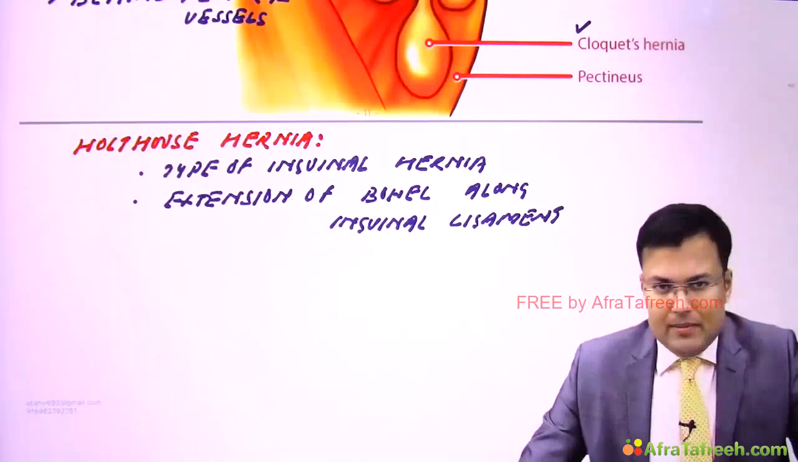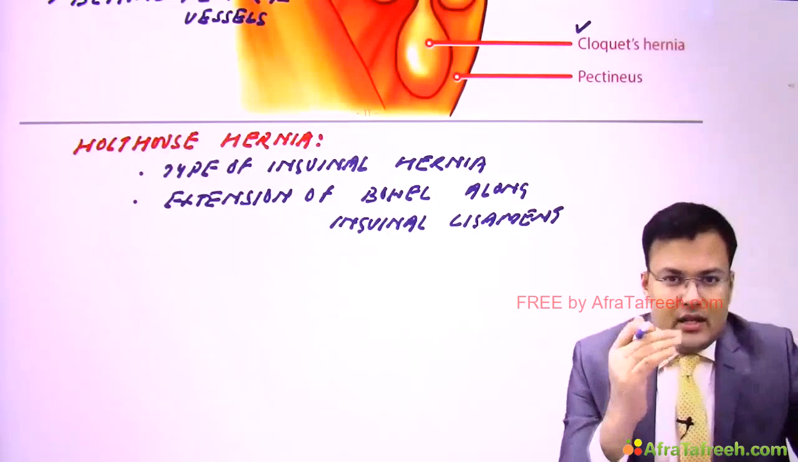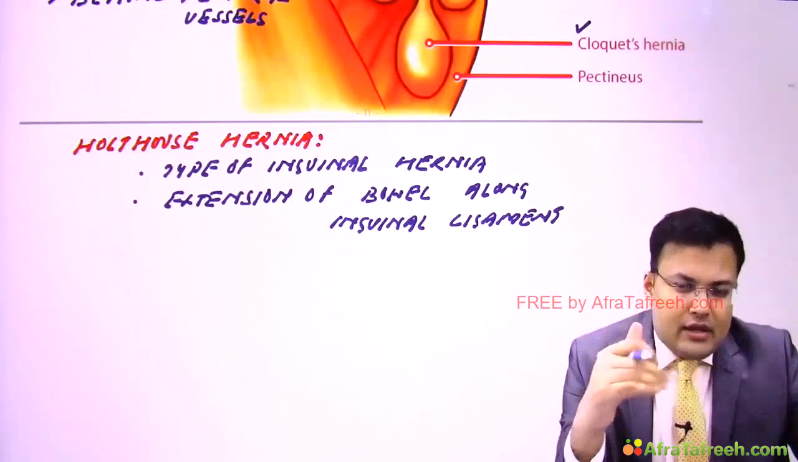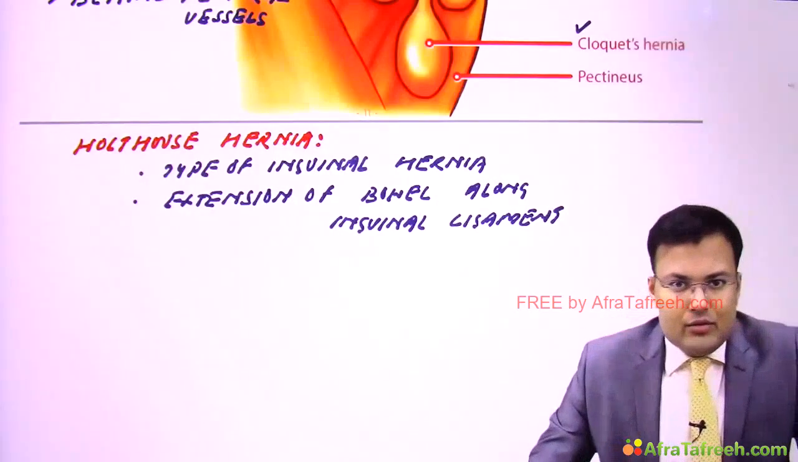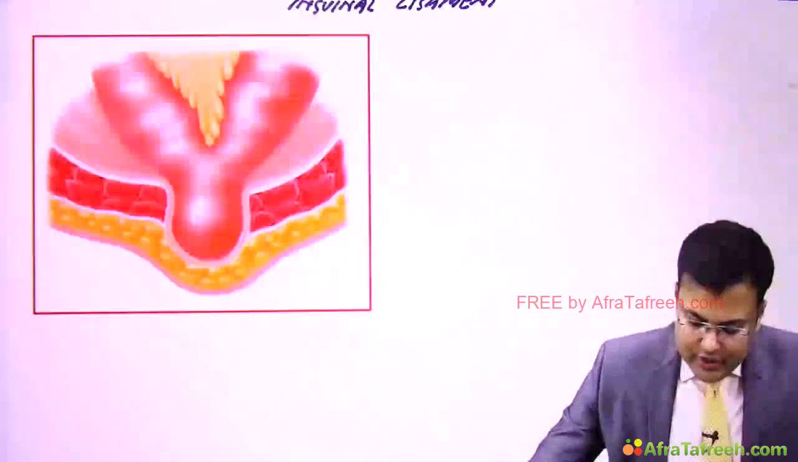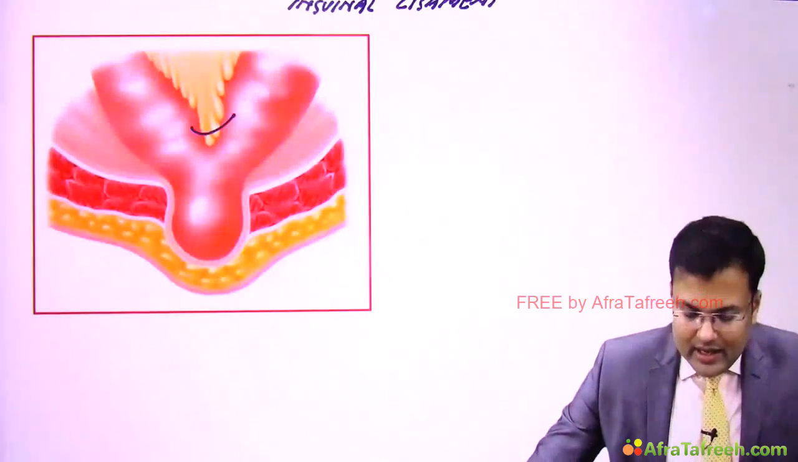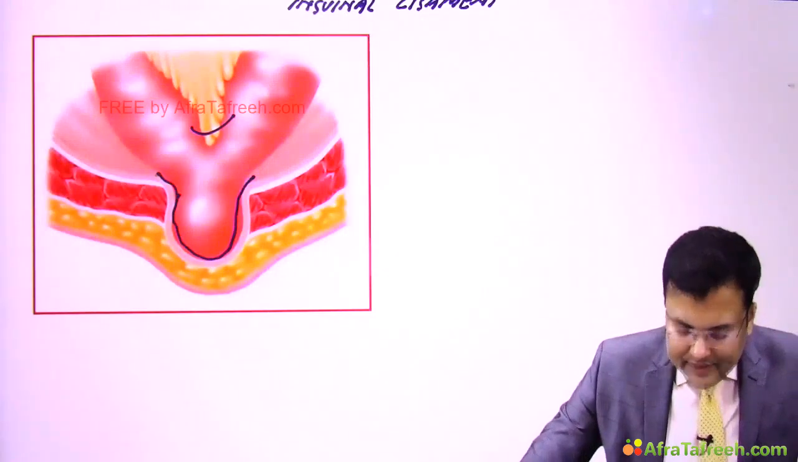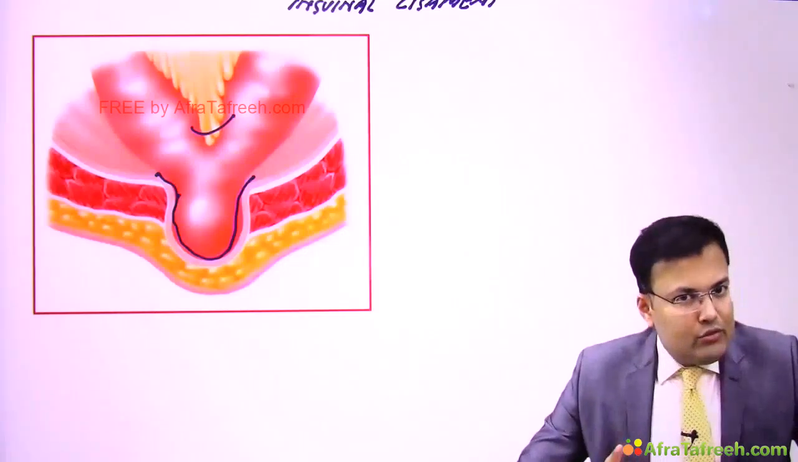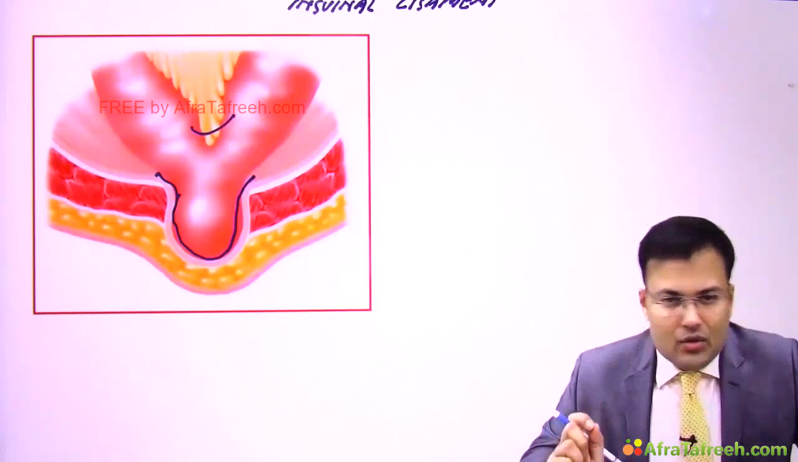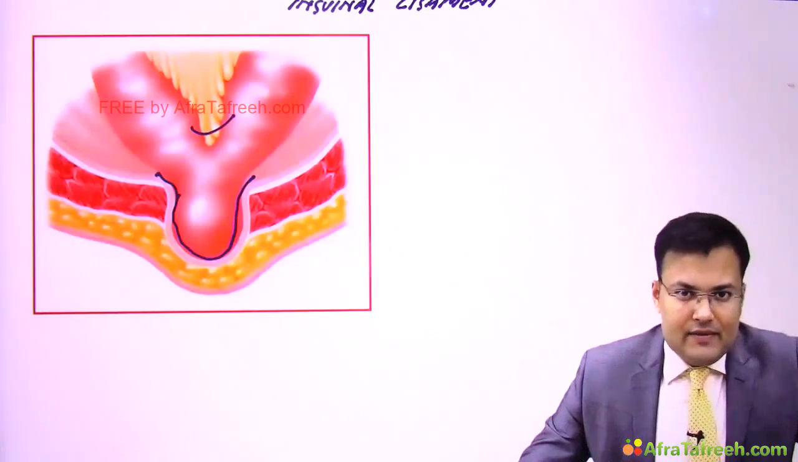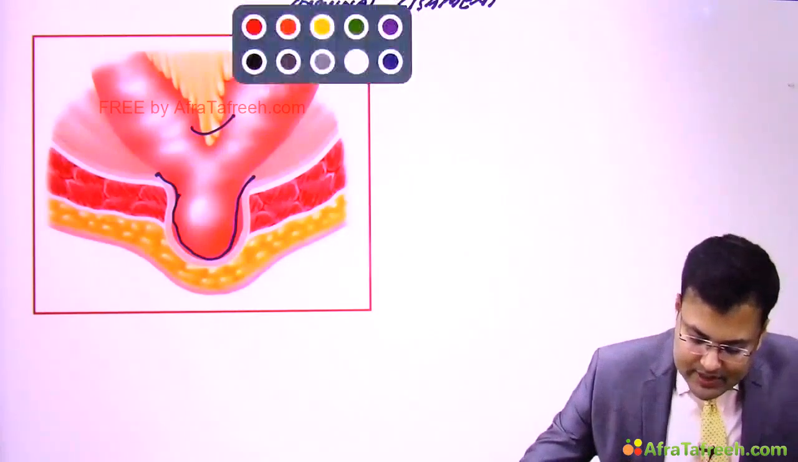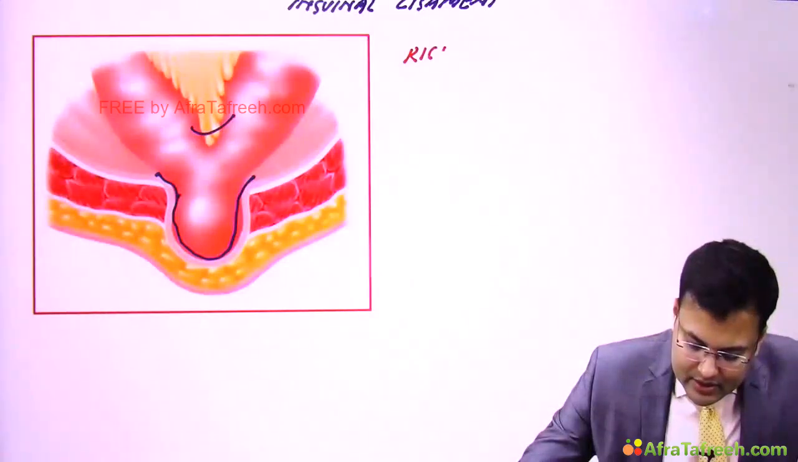There is a special type of hernia in which there is herniation of part of circumference of bowel, and this is known as Richter's hernia. So here you can see this is the bowel, and you can see there is herniation of part of circumference of bowel. In this case the sac contains only part of circumference of bowel. And the name of this hernia is Richter's hernia.